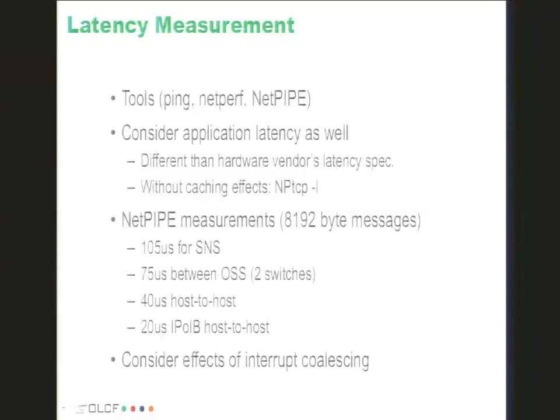What is interesting is that the difference between a back-to-back connected OSS without going through a switch was much lower. We would see about 40 microseconds from host to host if they were connected directly to each other. So maybe something for further tuning and optimization: we might want to look at why that latency was higher between two OSSs. And just for comparison's sake, it gets down to about 20 microseconds for IP over IP connected hosts.